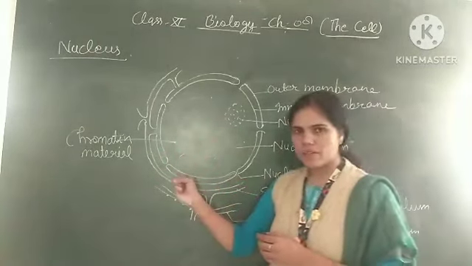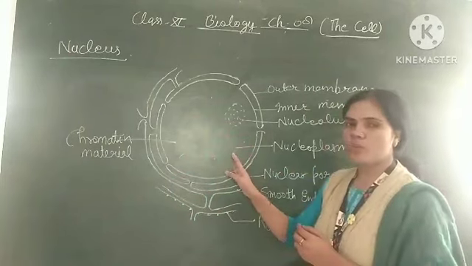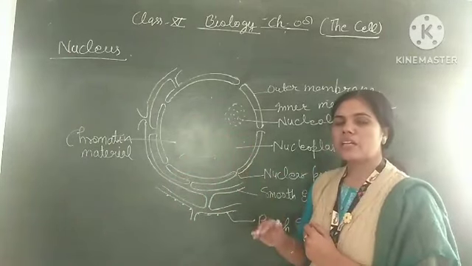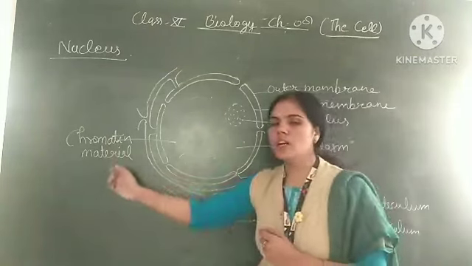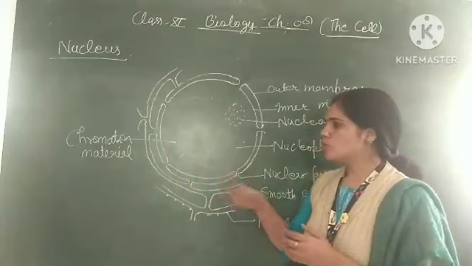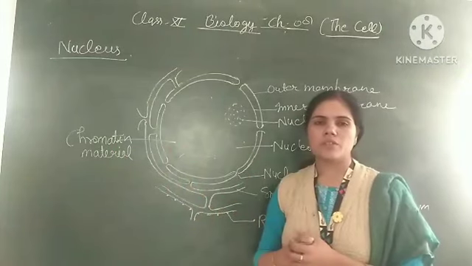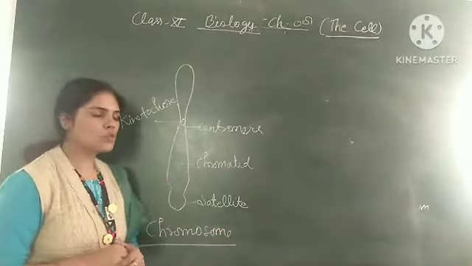So at the time of cell division you can see many chromosomes inside the nucleus, and at the time of interphase, when no division occurs, you can see the chromatin material because the chromosomes get entangled at the time of interphase. This is the structure of a chromosome.